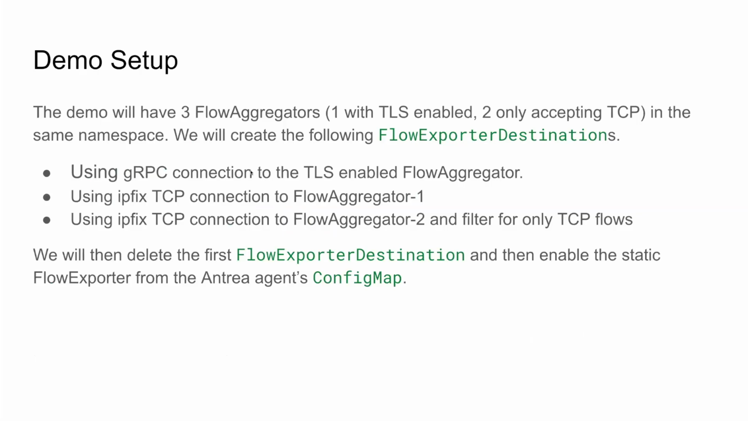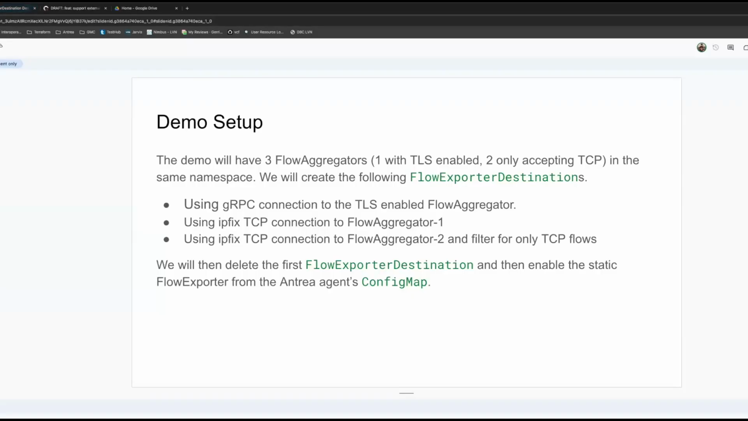We are going to create the following flow exporter destinations. One using gRPC connection, another one using IPFix TCP to flow aggregator 1, and the second one using TCP to flow aggregator 2, and will filter only TCP flows. We will then delete these first flow exporter destination and enable the one in the Antrea config map. But in any case, it's much better if we go straight to the demo and see this live.